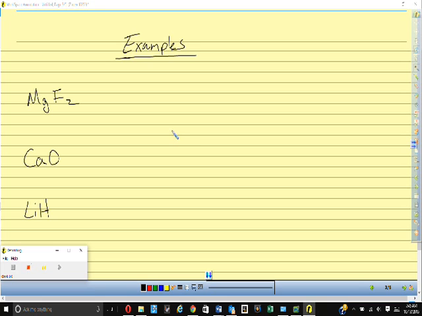Some other examples of naming compounds. I've got three listed on the page. All of these are going to be ionic because your first element is going to be a metal. And generally speaking, that's what you're looking for with binary ionic compounds. You're looking for a metal on the front and then a non-metal on the back. So this being ionic, you name the metal. Mg is magnesium. F2 by itself would be fluorine, but because it's attached to the magnesium, we're not going to call this fluorine. We're going to refer to it as fluoride.